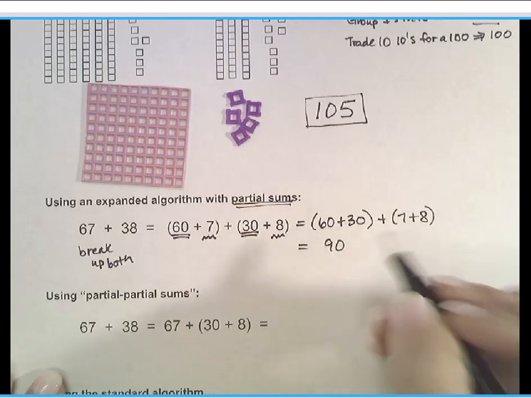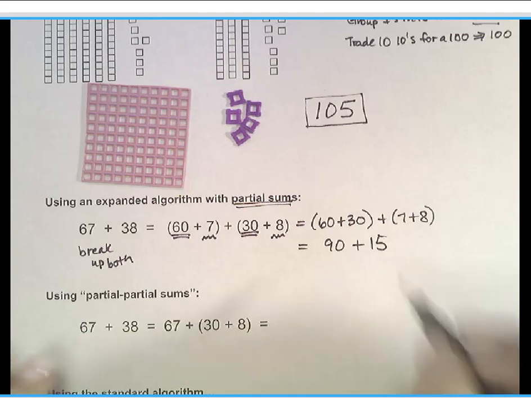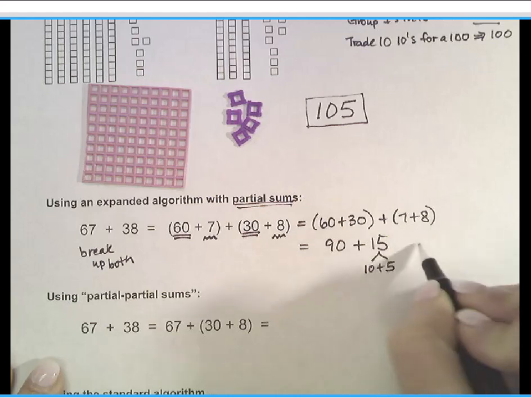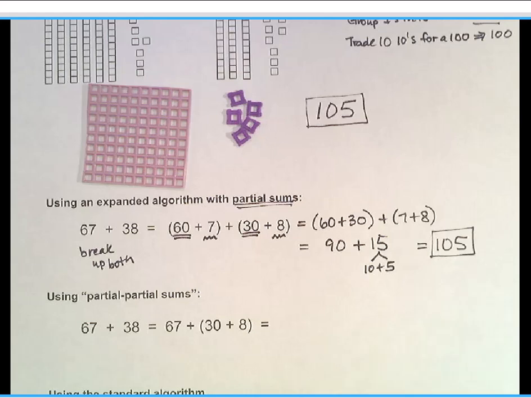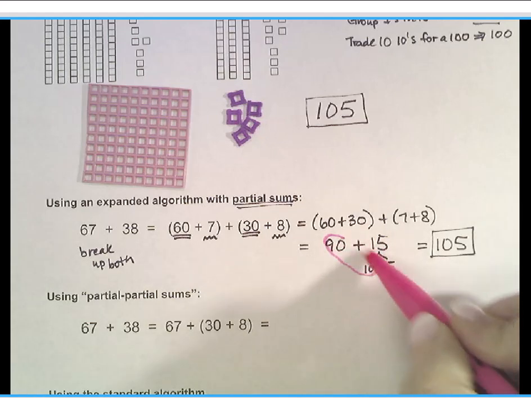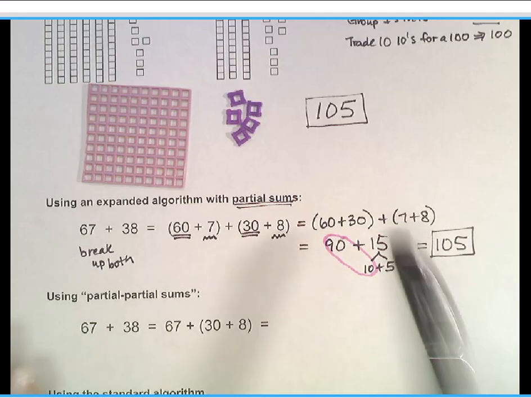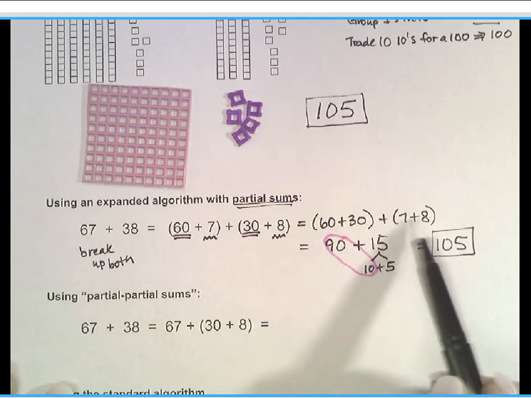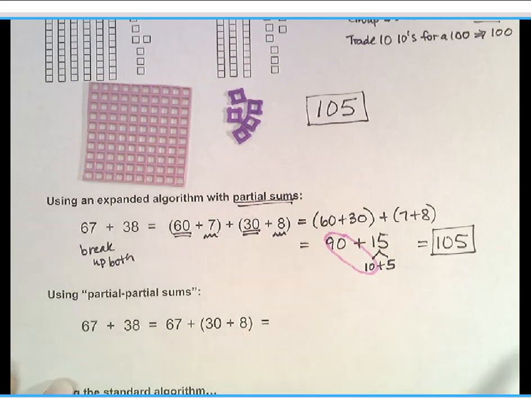60 and 30 is 90. And then 7 plus 8 is 15. If you think of the 15 as 10 plus 5, 90 plus 10 is 100, and then you have 5. So we use some of that mental strategy I talked about earlier. That makes 100, and then 5. This is directly representative of the 60 and 30, those blue longs, and the 7 and the 8 is the purple ones that we had. So this explains the process we did up there.